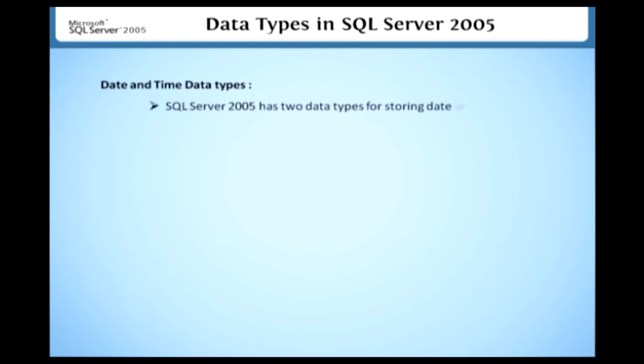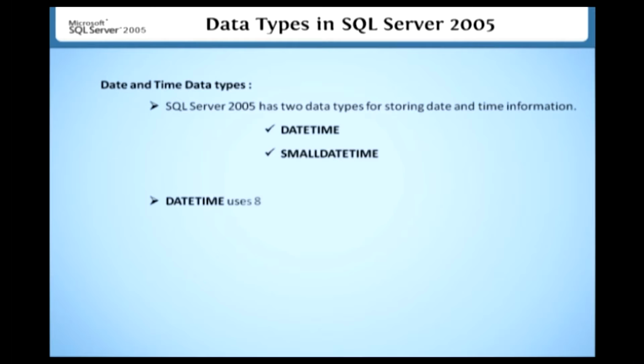Next we will see date and time data types. SQL Server 2005 has 2 data types for storing date and time information. They are datetime and smalldatetime. Datetime uses 8 bytes. Smalldatetime uses 4 bytes of storage. In this lesson we have discussed the different data types in SQL Server 2005. We will see other data types in our upcoming lessons.